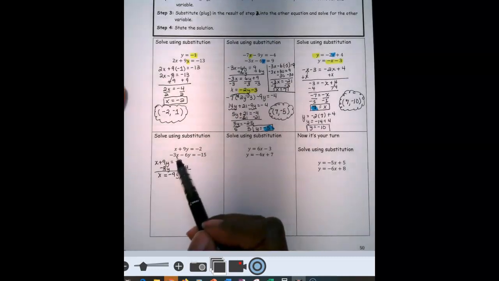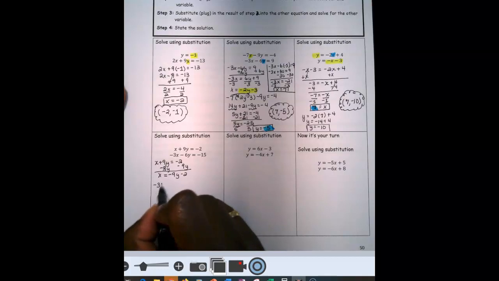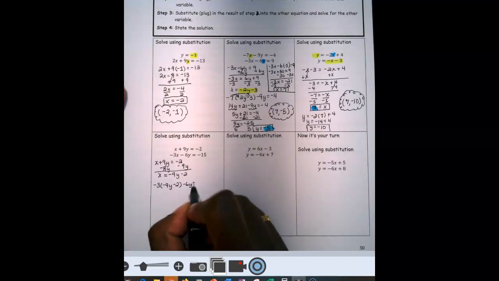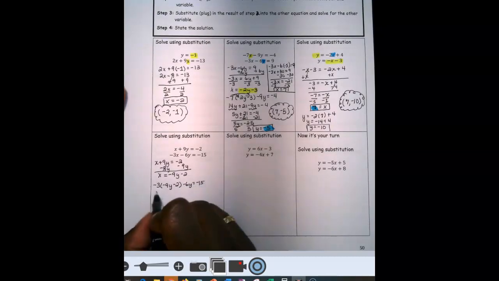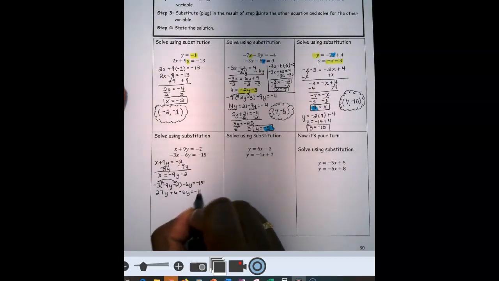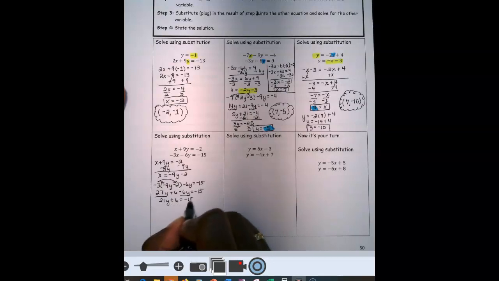So now I'm going to come to my second equation. And where I see x, I'm going to put in this expression. So I've got now negative 3 times negative 9y minus 2 minus 6y equals negative 15. So I do the math. 27y, because I'm distributing the negative 3 to both terms inside the parentheses. So 27y plus 6 minus 6y equals negative 15. Combine these like terms here. So that gives me 21y plus 6 equals negative 15.